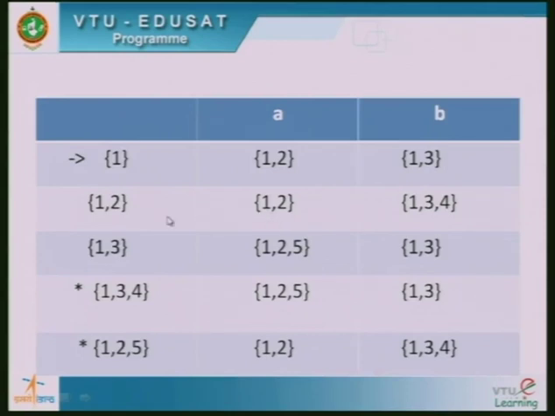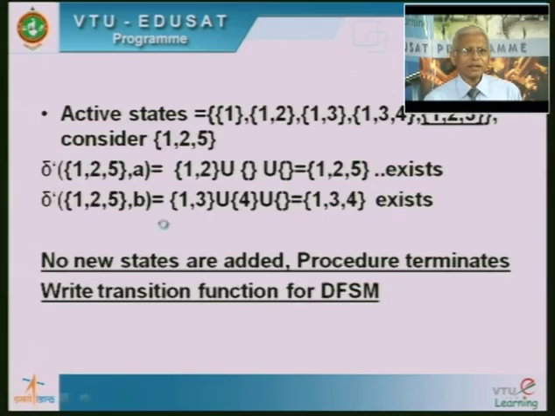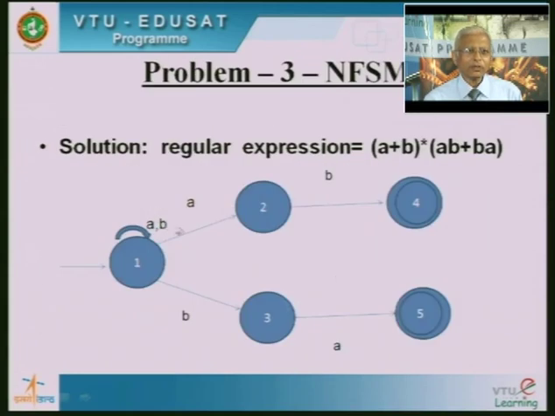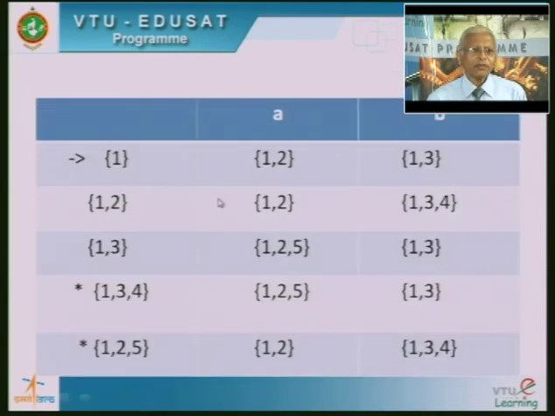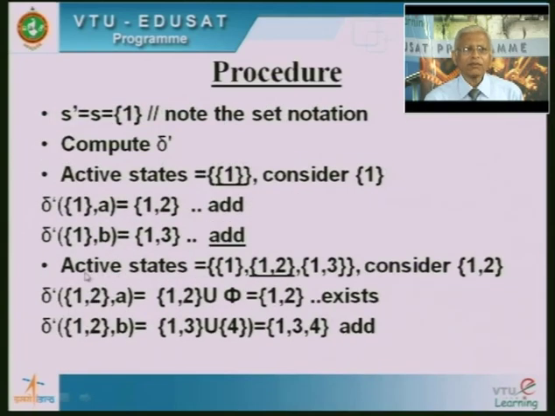Now, if you look at it, 4 and 5 were the final states of the non-deterministic machine. Wherever 4 and 5 appear, they will become final states. So, that is why these two will become final states. The initial states of the deterministic and non-deterministic finite state machines are the same. So, that will remain 1. All these transitions are taken from this.